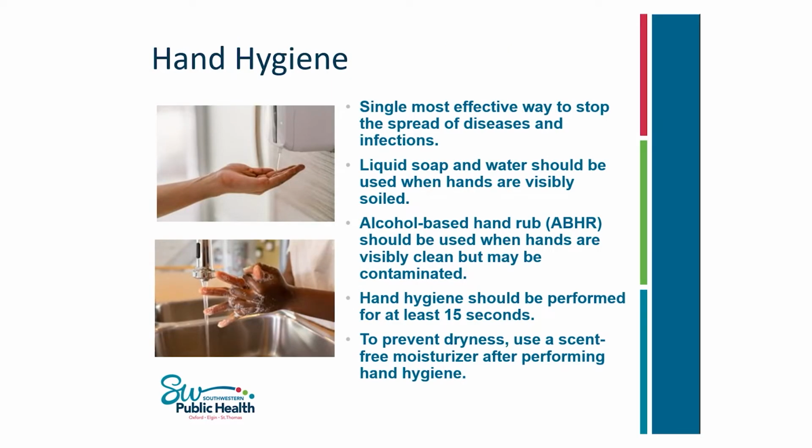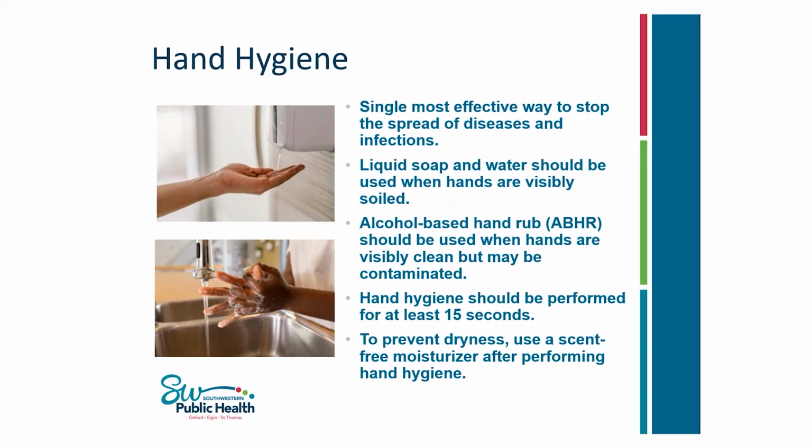So now I'm going to talk about hand hygiene, as it is the simplest and easiest way of preventing the spread of infection and disease. Soap and water is used when hands are visibly soiled, and the soap and water will remove the majority of germs if washed appropriately and prevent the spread of infection. Liquid soap and not bar soap should be used in public settings, as germs can grow on bar soap and easily spread from one person to another. Paper towels should be used to dry hands.